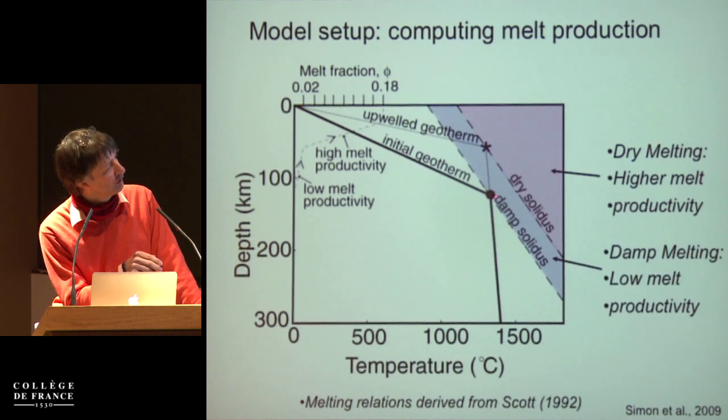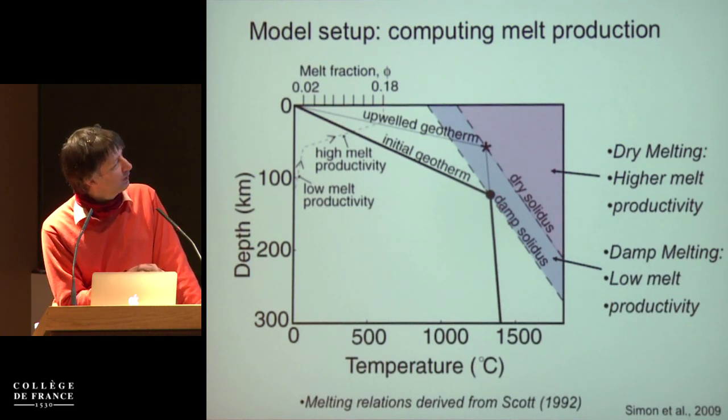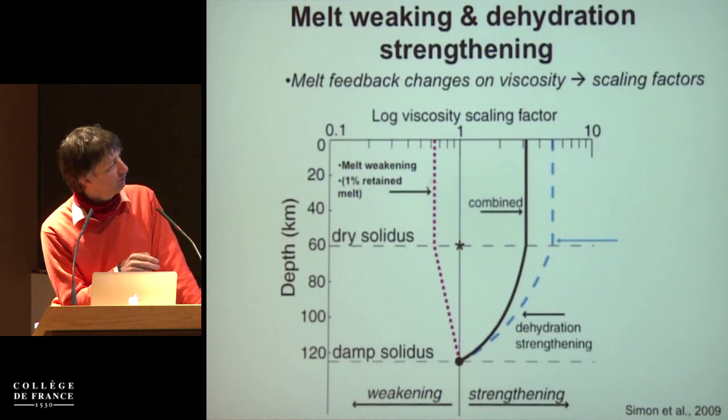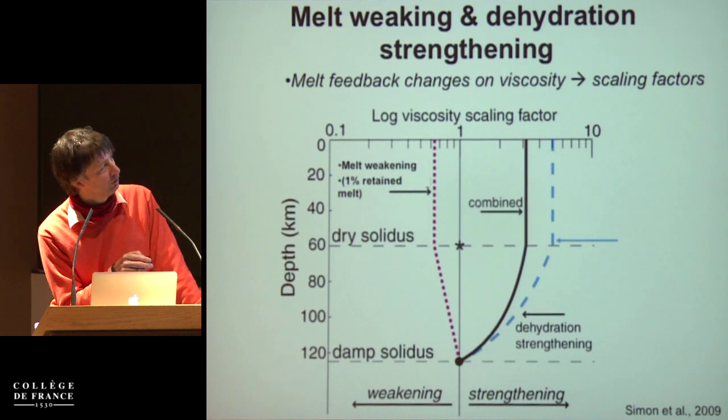Basically, we have a first phase of damp melting where the damp solidus is crossed and a small amount of water in the system leads to small melt fractions from about 100, 120 kilometers to about 60 kilometers. And then below mid-oceanic ridges, we actually obtain a large degree of melting when the dry solidus is crossed at about 60 kilometers. And so this has all kinds of effects on the strength and on the viscosity and on the depletion, etc. That can be included.